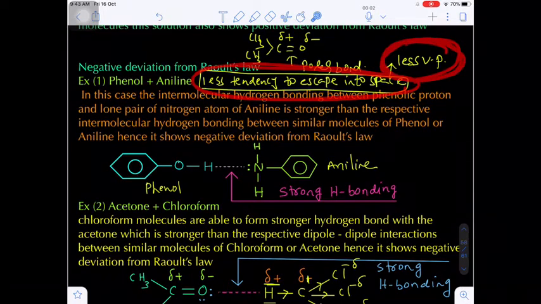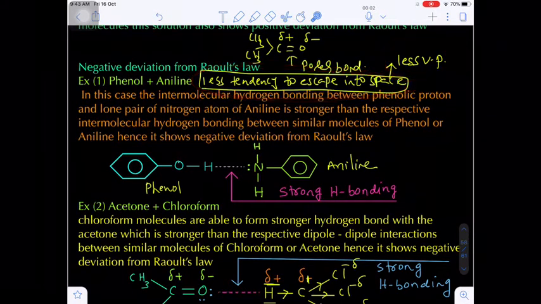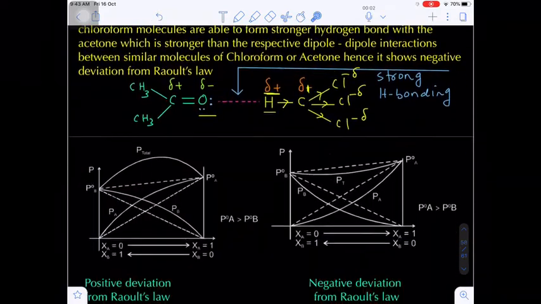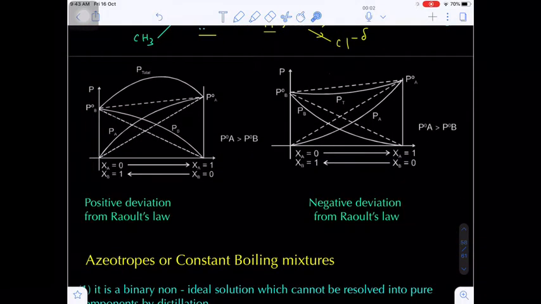That's why the solution shows less vapor pressure than expected, than predicted from Raoult's law. That's why these two examples correspond to non-ideal solutions with negative deviation. Okay, now the graph regarding the non-ideal solution showing the positive deviation and negative deviation.